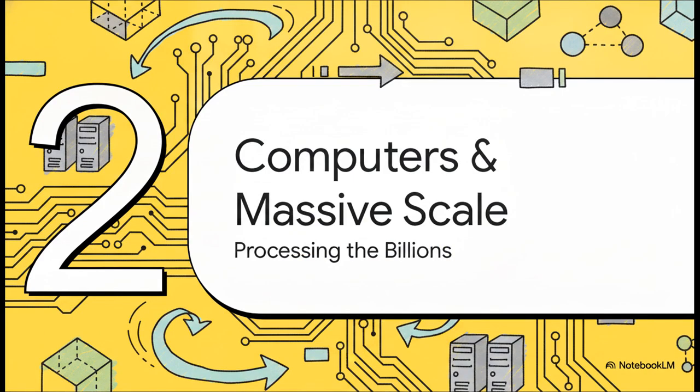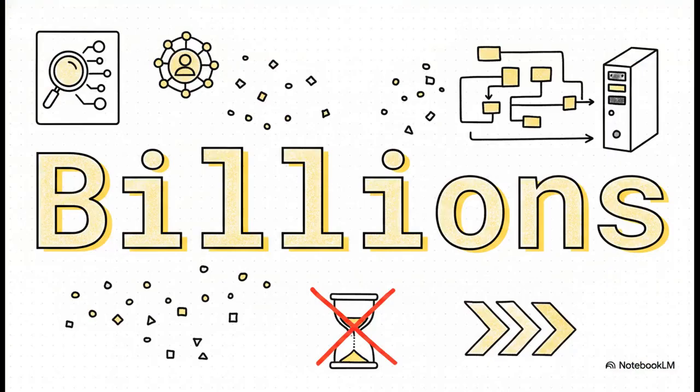Section 2. Computers and Massive Scale. Processing the Billions. When we think about tech giants today, your Googles, your Facebooks, they aren't searching through some 300-page book. They are dealing with data points in the billions. And at that kind of ridiculous, mind-bending scale, a slow algorithm would literally take thousands of years to run, even on the absolute fastest supercomputers. So we absolutely need heavily optimized algorithms just to survive at this scale.